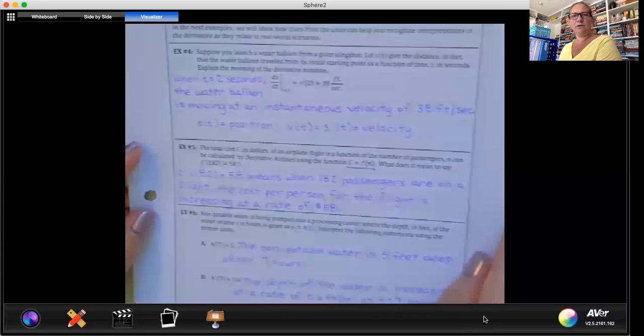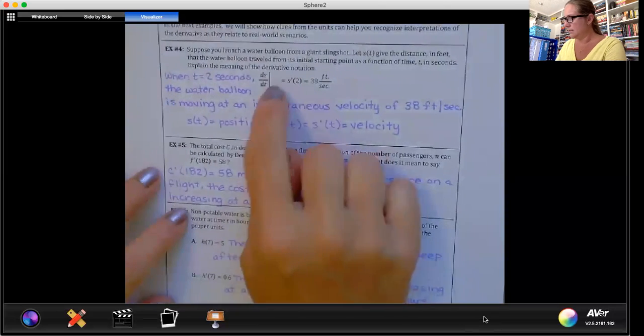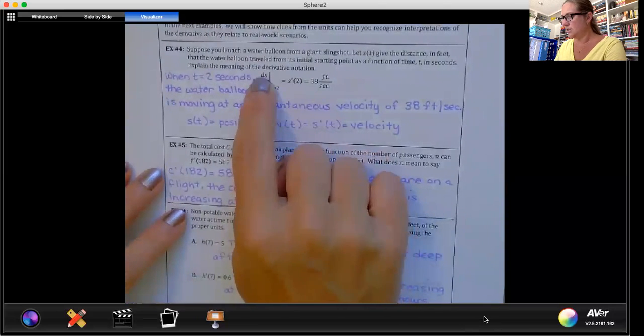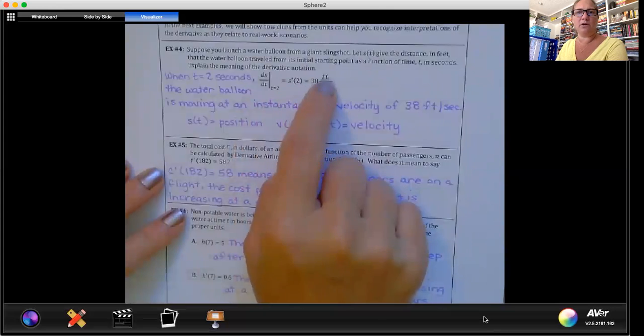For example 4, suppose you launch a water balloon from a giant slingshot. Let S of t give the distance in feet that the water balloon traveled from its initial starting point as a function of time t in seconds. Explain the meaning of the derivative notation. So what we have here is d s over d t, change in s over change in t, when t equals 2, same as s prime of 2, is 38 feet per second.